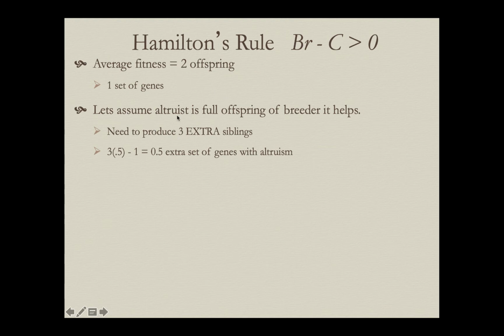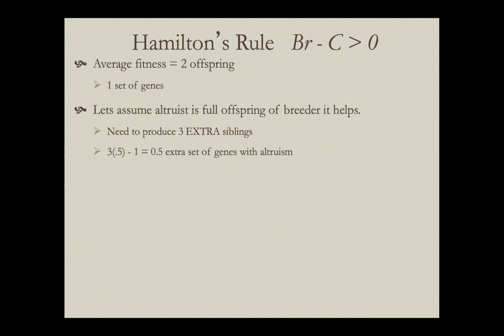Now let's assume that if you do serve as an altruist and you're going to produce full offspring of the breeders that you're helping, so you're helping mom and dad, you have to produce 3 extra siblings for this strategy to pay off. So let's plug the numbers into Hamilton's rule. So this is the benefit. Remember, the benefit is the number of extra offspring that you're helping mom and dad produce. So if they could have produced 2 on their own, and you add 3 to that, it's a total of 5. But you can't count the original 2 because mom and dad could have done that on their own.